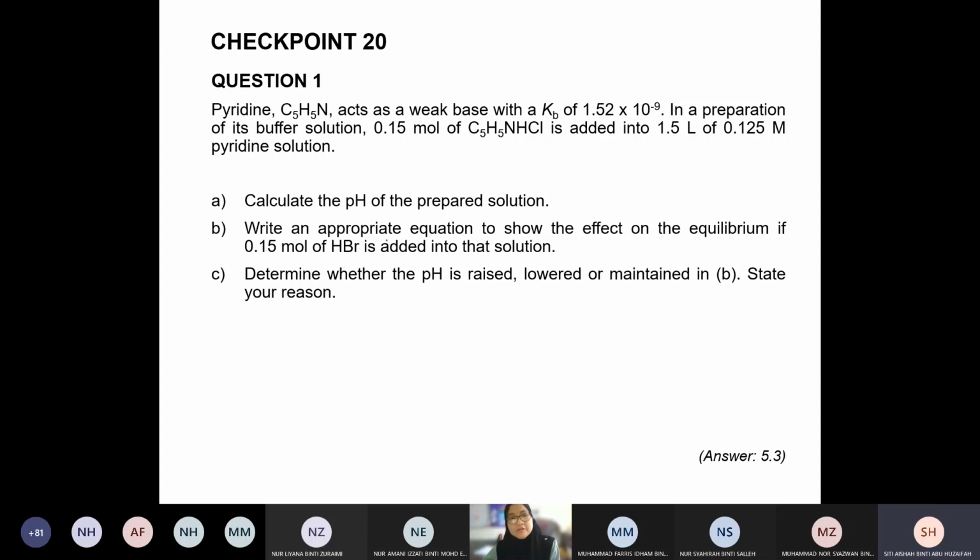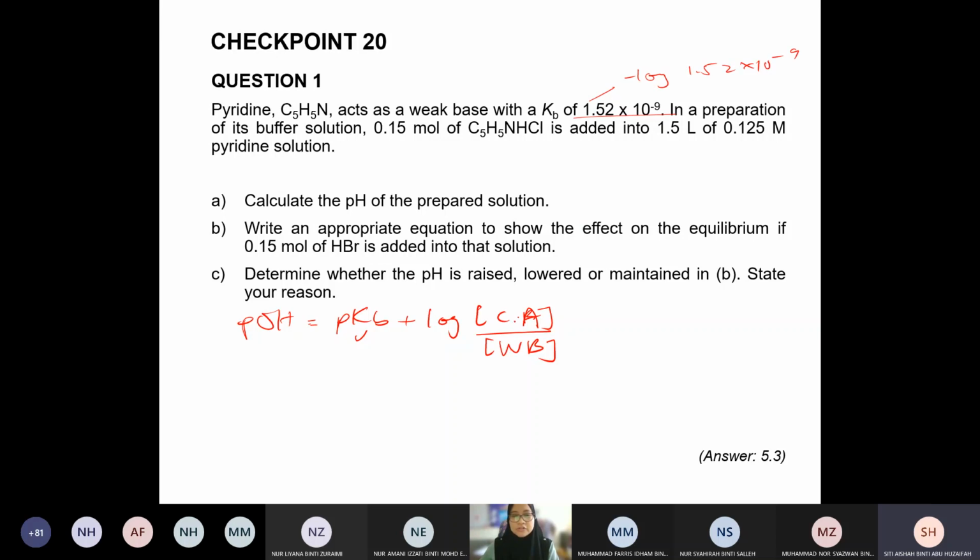Okay, alright. So we are going to be using this one, pOH. Dia ada dua alternatif, you decide you nak pakai mana. So pOH is equal to pKb plus log conjugate acid over weak base. So pKb is not a problem. Dah bagi in terms of Kb, you have to negative log this value. Okay, 1.52 times 10 to the power of negative 9.